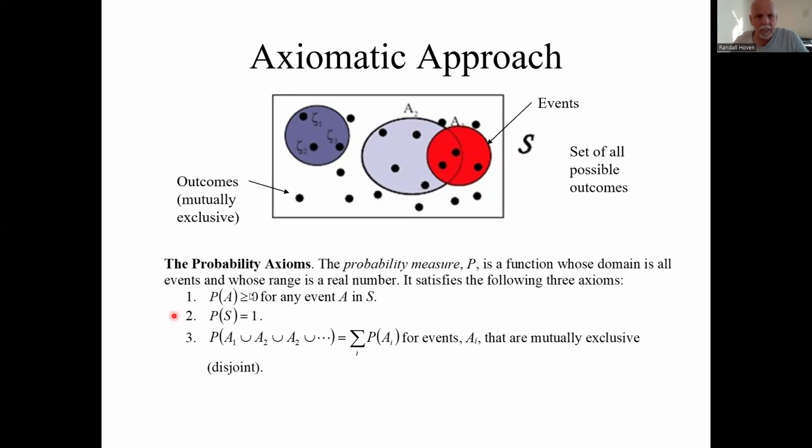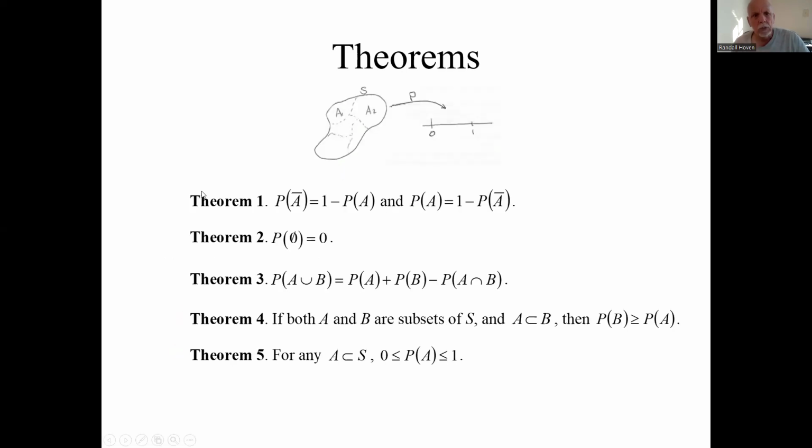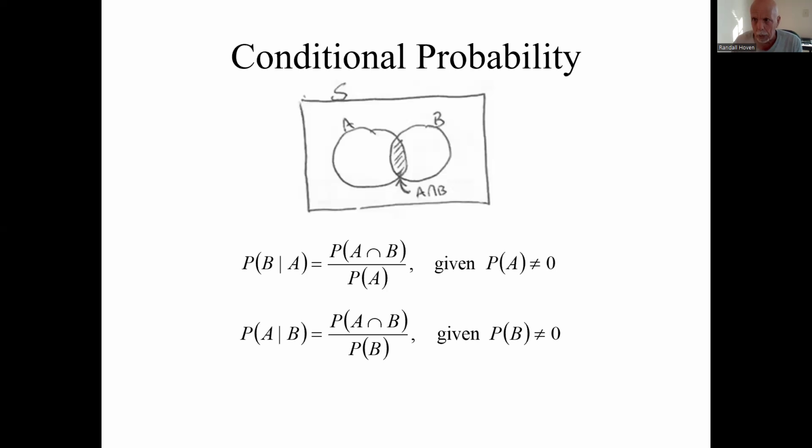And anyway, we defined a probability measure with some axioms, and we said you can derive some theorems from those axioms so that the probability measure maps from events in your sample space to the real line between 0 and 1. So that's the beginnings of probability. Now we'll define conditional probability.